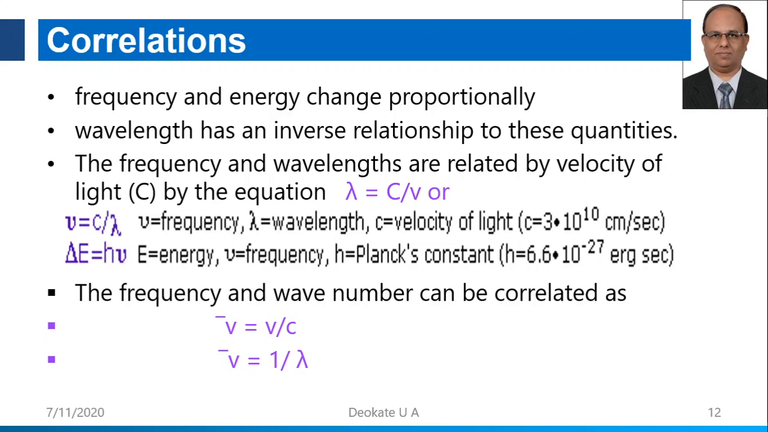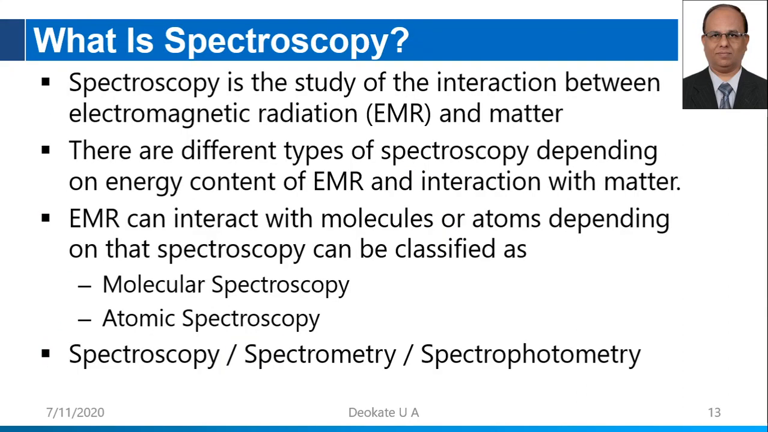So if we know one quantity, we can calculate the other quantity by using these formulas. Now we will discuss what spectroscopy is. Spectroscopy is a study of interaction between electromagnetic radiations and matter. This term is very important. Spectroscopy is a study of interaction between electromagnetic radiations and matter.